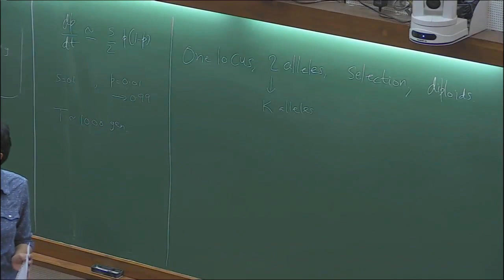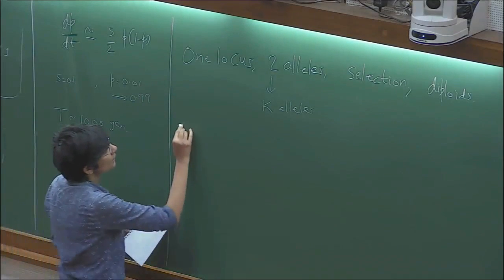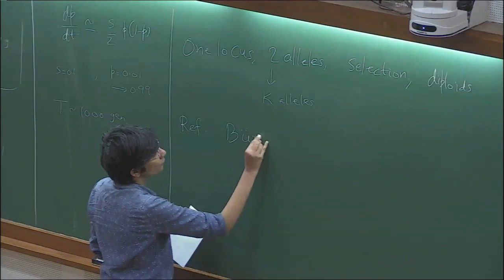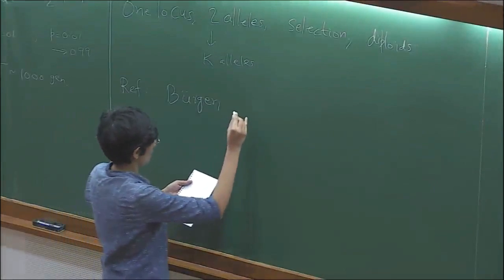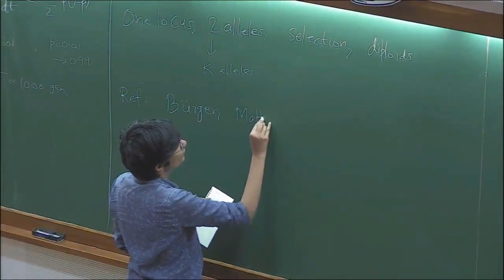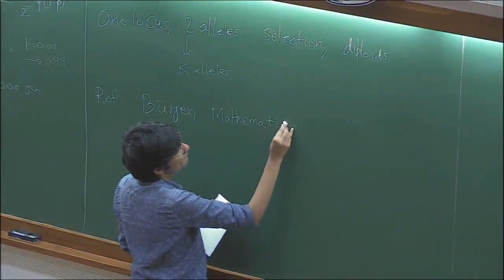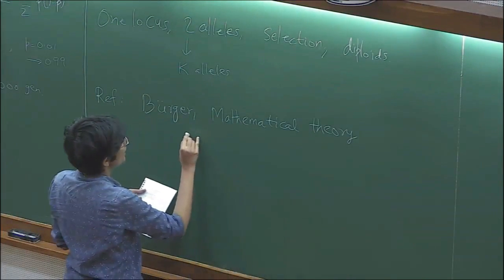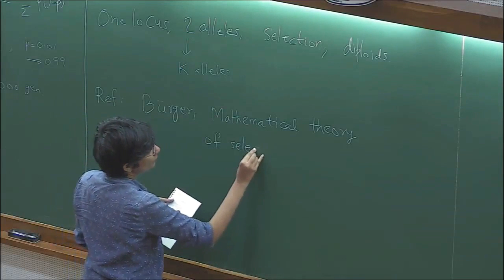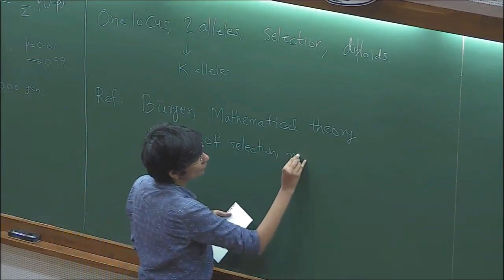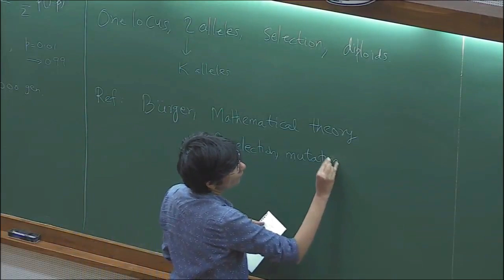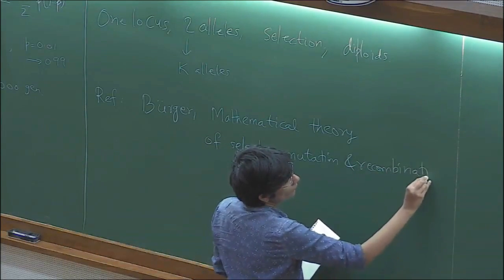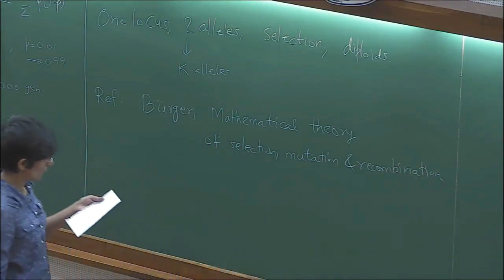If these are the kind of problems that interest you, I'll give you a reference that you can look up: this nice book by Bürger, called Mathematical Theory of Selection, Mutation, and Recombination.